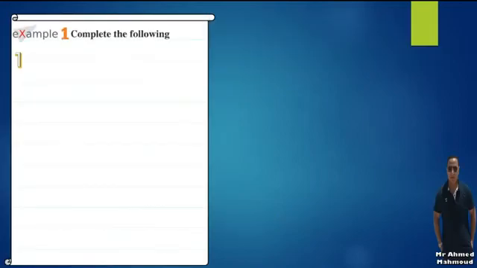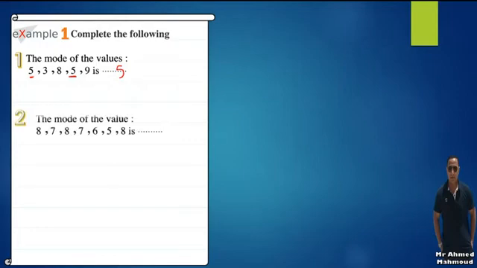Example 1, the mode of the values 5, 3, 8, 5. Here we have 5 repeated 2 times, then the mode here is 5. The next one, the mode here is 8, 7, 8, 7, 6, 5, 8. 8 here is repeated 3 times, then the mode is 8.